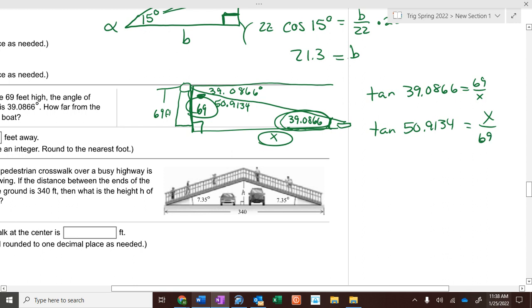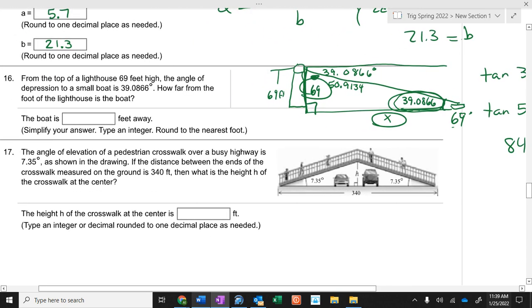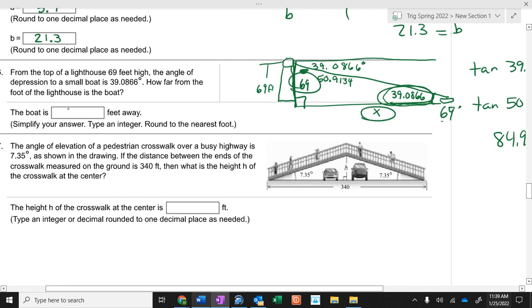Do you see how switching angles makes life a little easier? Because to solve this one, how do we get x alone? Multiply by 69. Take 69 times the tangent of that. What do we get? 69 times tangent of 50.9134. That boat, round to the nearest foot, is 85 feet away from the bottom of the lighthouse.